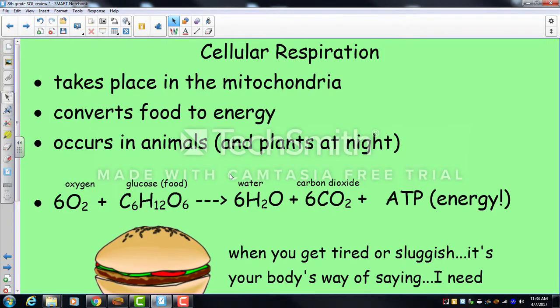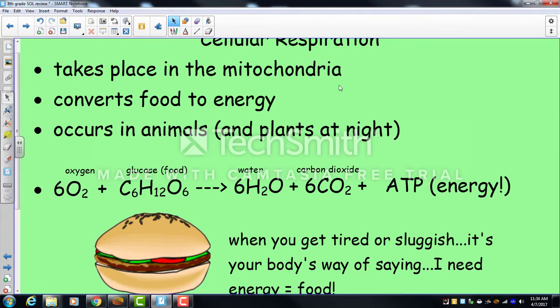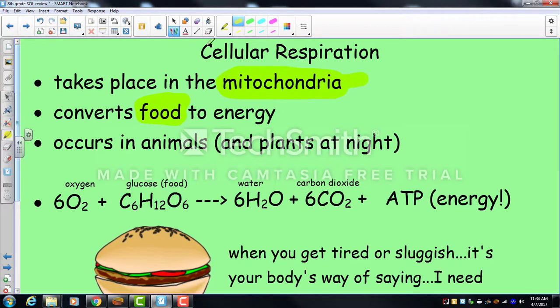All right, cellular respiration. Does this look familiar? First of all, we already talked about this. It takes place in the mitochondria. Remember I said the mitochondria is the powerhouse of the cell? It converts the food that we eat into energy. And that food that we eat is, of course, the glucose that we get from the plant. So mitochondria is where cellular respiration takes place. It converts food into energy. The energy, of course, is ATP. It occurs in animals and plants. It occurs in all living things. Plants generally will respirate at night because, during their day, they're busy photosynthesizing.